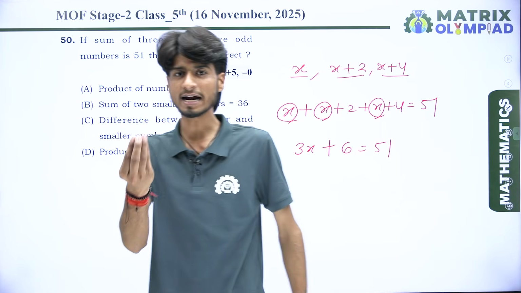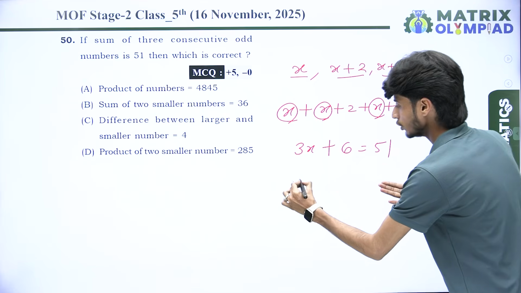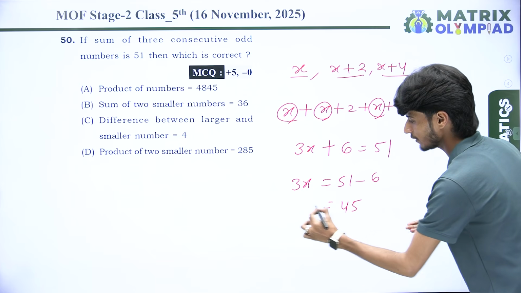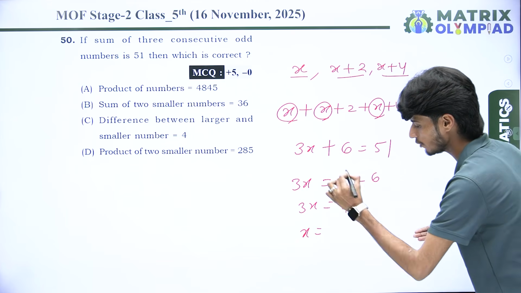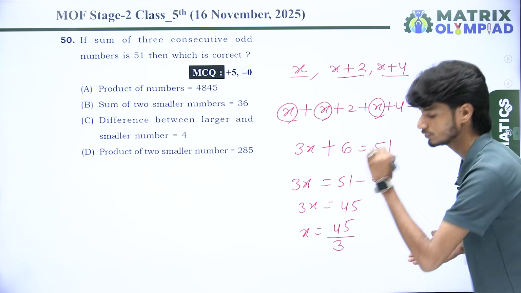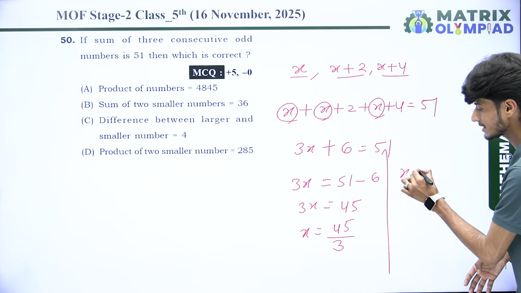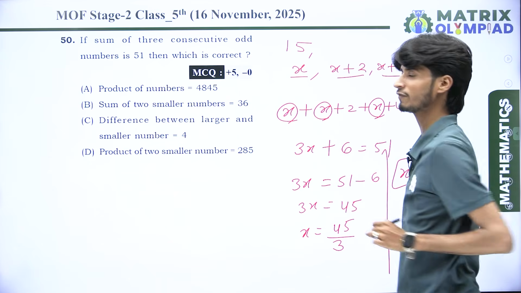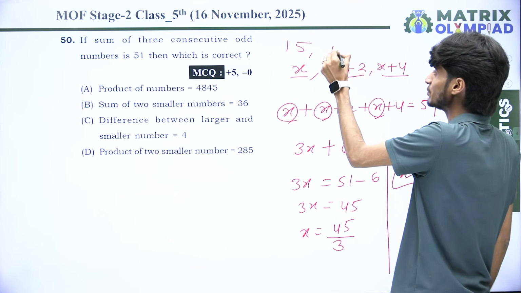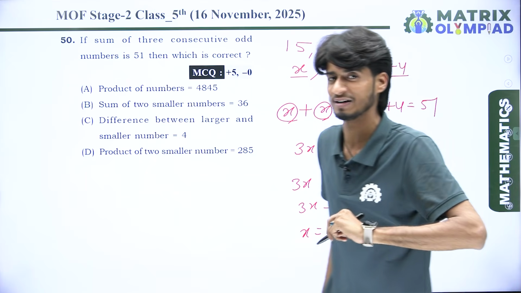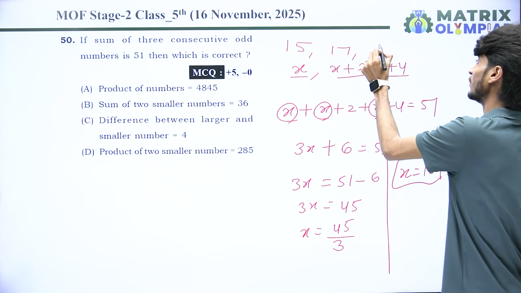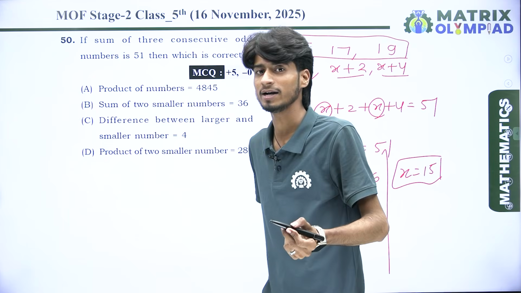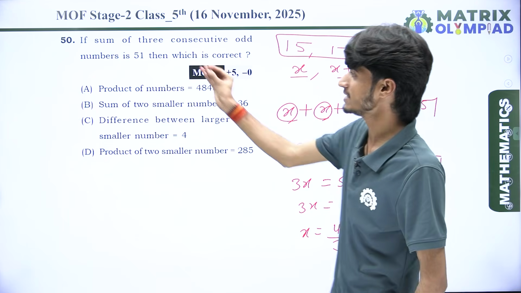Whenever you subtract 6 from 51, because here 6 is in the addition, then you get 51 minus 6, which is equal to 45. Now, how to calculate the value of x? Divide 45 by 3. Then you get x is equal to 15. That means the first odd number is 15, the second is 15 plus 2, 17, and the third odd number is 15 plus 4, that means 19. All those are 3 consecutive odd numbers and the sum of all of them is 51.